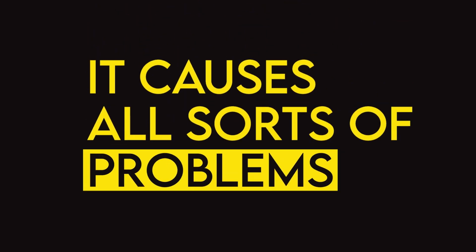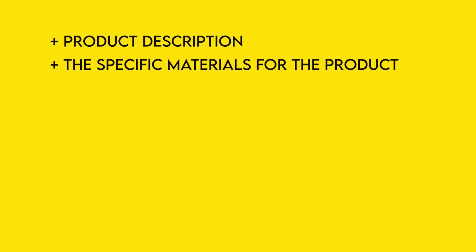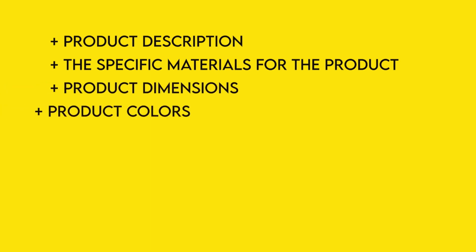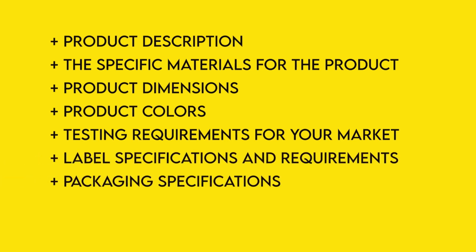Jumping headfirst into sourcing without defining your product specifications is the amateur importer's biggest mistake. It causes all sorts of problems. Your spec sheet includes, at a minimum, product description, the specific materials for the product, dimensions, product colors, testing requirements for your market, label specifications and requirements, and packaging specifications.